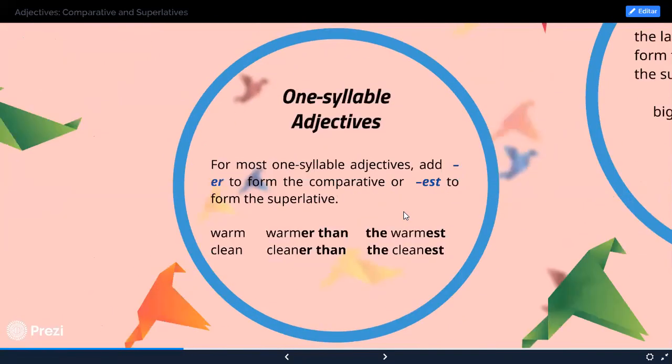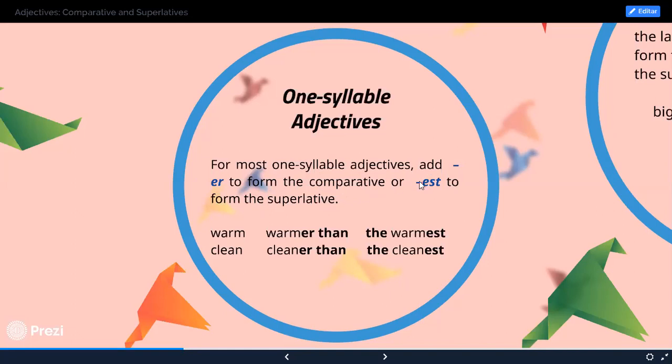So first of all, I have these rules for one syllable adjectives. We need to be careful on these. We're talking about one syllable adjectives, okay? And it says that for most one syllable adjectives, what we are going to do is add ER to form the comparative, okay? Si estoy hablando de lo que es un adjetivo que tiene una sílaba, okay, it's just one syllable, I'm going to add ER. Le voy a agregar lo que es ER para el comparativo. Okay? This presentation says, or EST, to form the superlative.